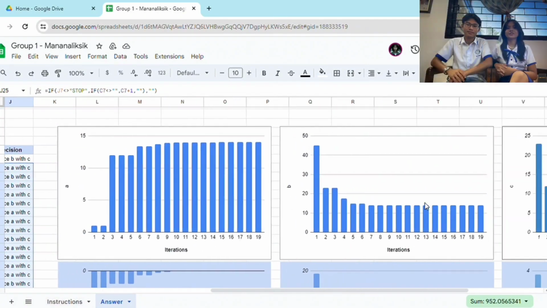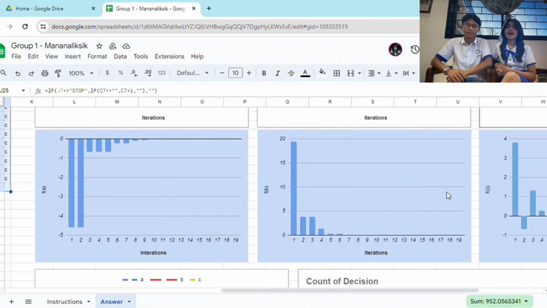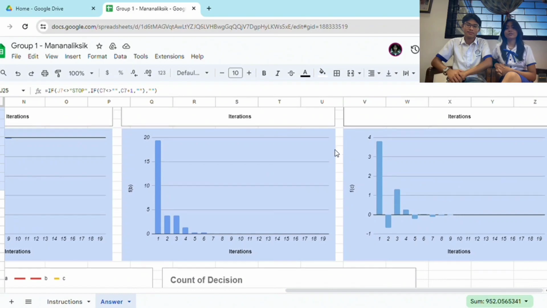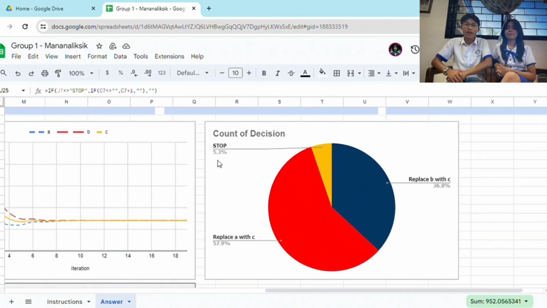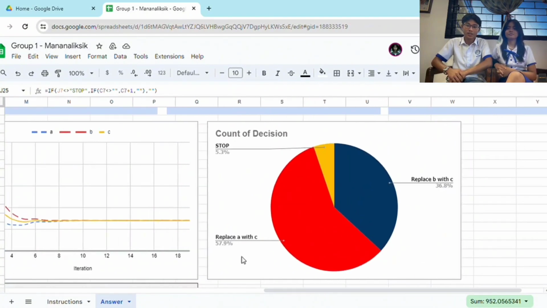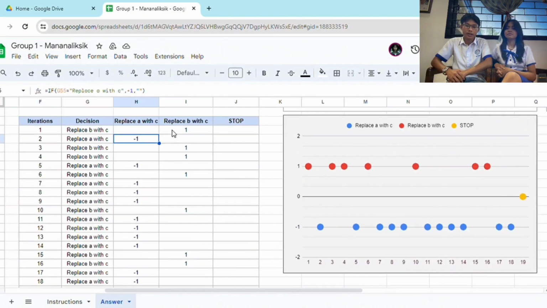These are the iterations for a, b, and c, and their corresponding function evaluations, f of a, f of b, and f of c. We can see in this line graph the change of values of a, b, and c. Furthermore, this pie chart indicates the count of decisions: with 36.8%, replace b with c, 57.9% replace a with c, and 5.3% stop. Moreover, in this scatter plot, decision history is shown. Thank you.